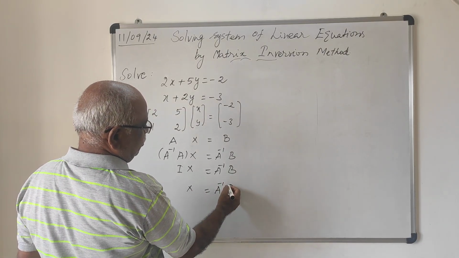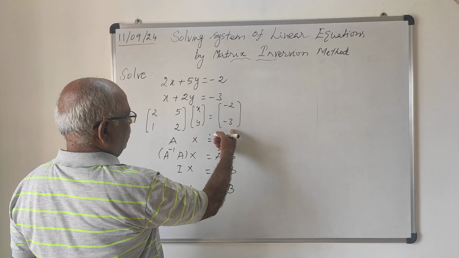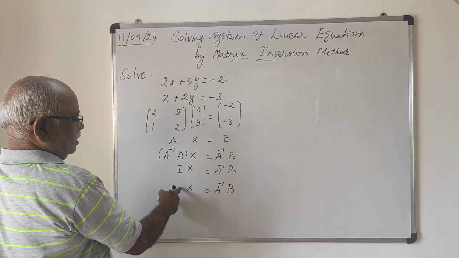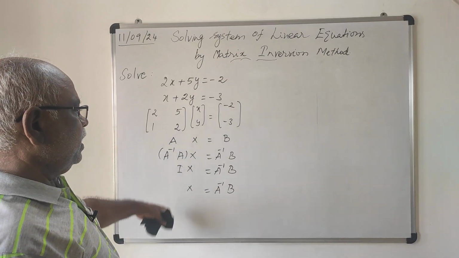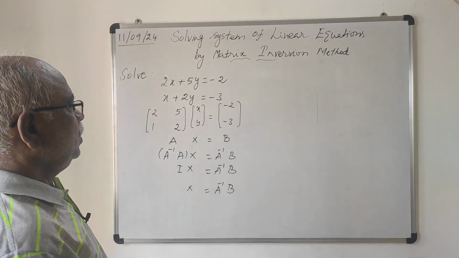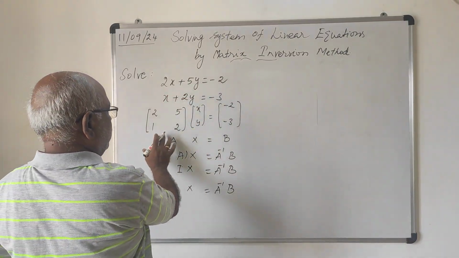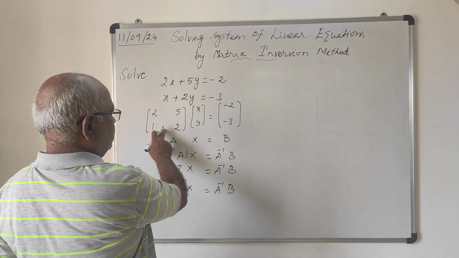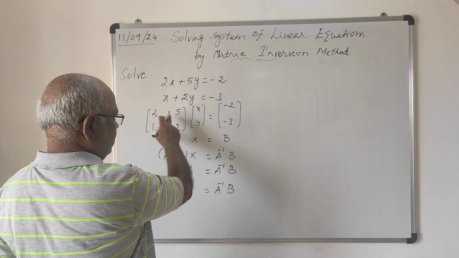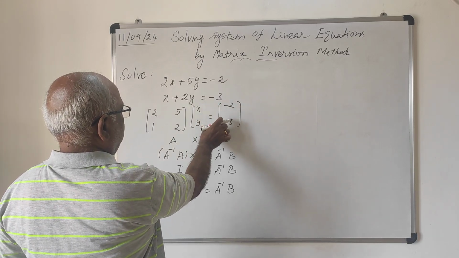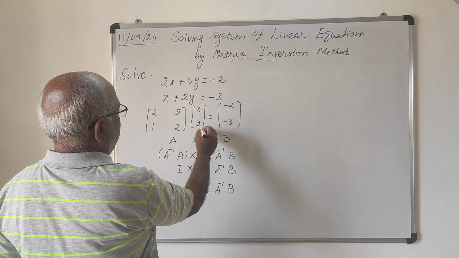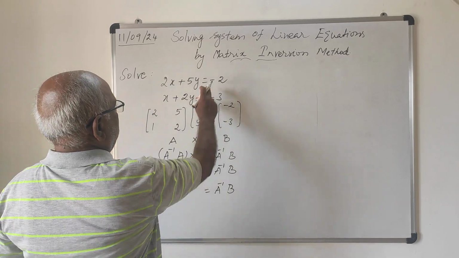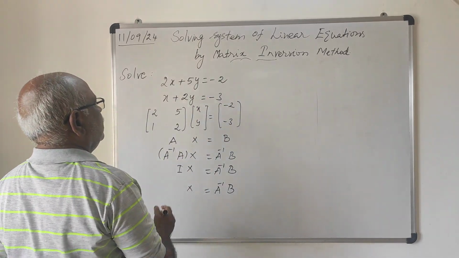After finding the inverse of the matrix A and multiplying with the matrix B, you will get the unknown values x and y, the X matrix. This method is called the matrix inversion method. You convert the linear equations into a matrix equation and find matrix A, the column matrix x, y equal to the right hand side column matrix of constants, minus 2, minus 3.